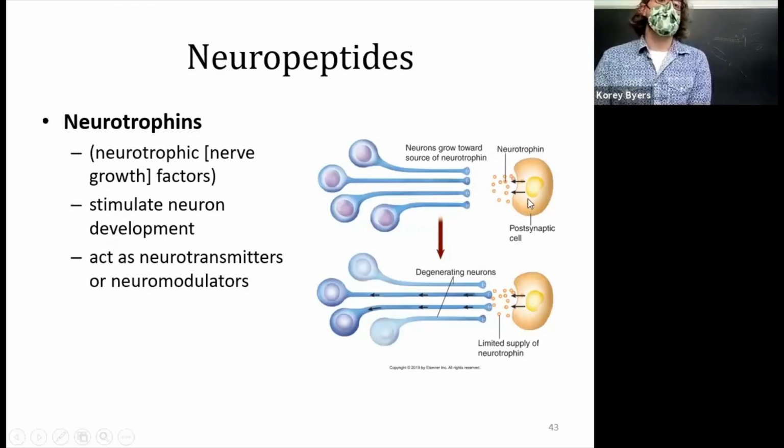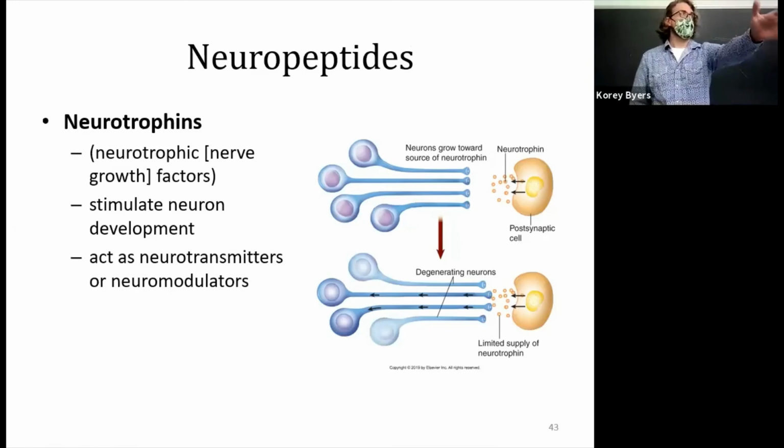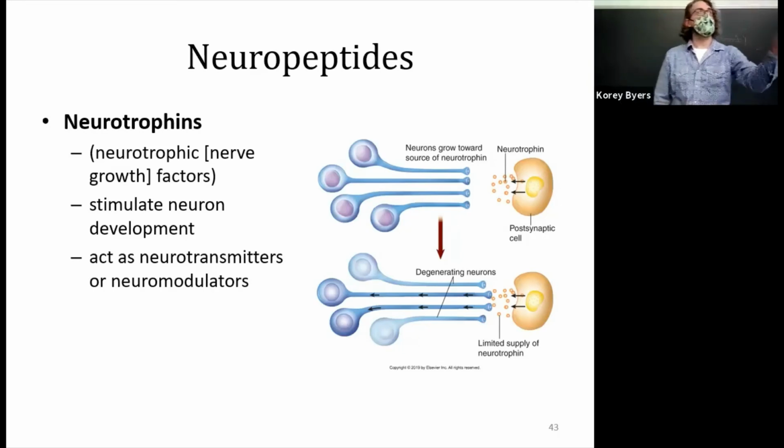We can release neurotrophins. They are neurotrophic, which means growth or energy level. And so what that means is if we release neurotrophin, it can cause new neurons to grow. They reach toward that neurotrophin. They're stimulated to grow towards the neurotrophin. We can also inhibit neurotrophin, remove neurotrophin, and then those neurons are going to degrade. So we can cut back neurons as well.